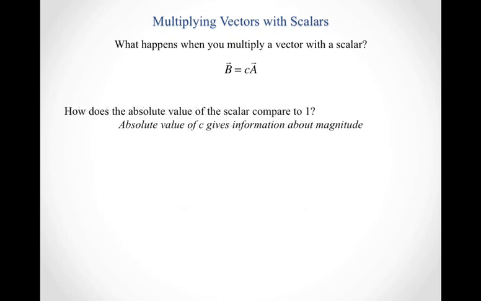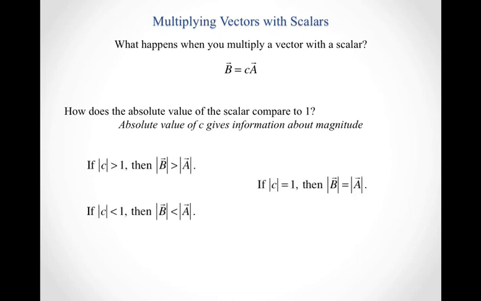If I want to think about the magnitude, I'm not interested in the sign anymore. I really just want the absolute value of that scalar. If the absolute value of c is greater than 1, then the magnitude of vector B will be greater than the magnitude of vector A. If the absolute value of c is less than 1, so sits somewhere between 1 and 0, then the magnitude of vector B will be less than the magnitude of vector A. If the absolute value of c is 1, then A and B have the same magnitude.